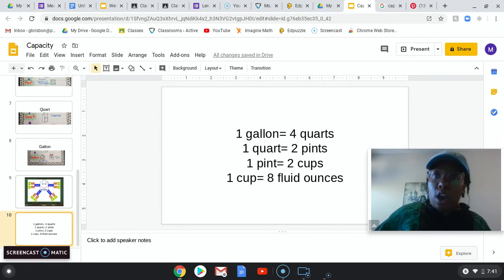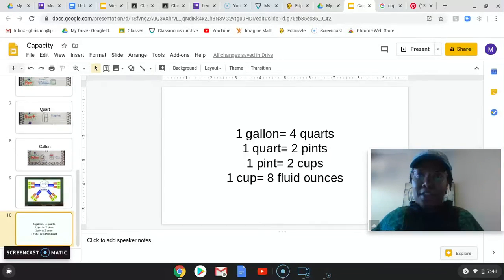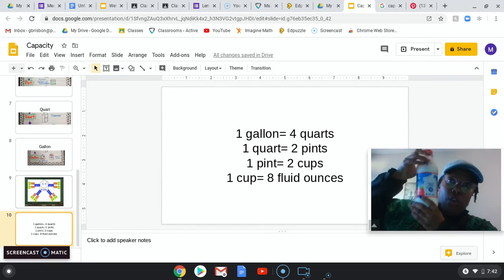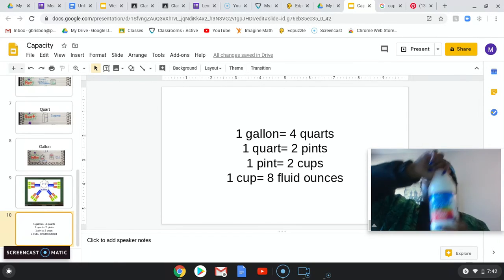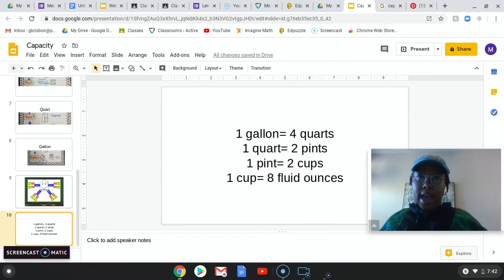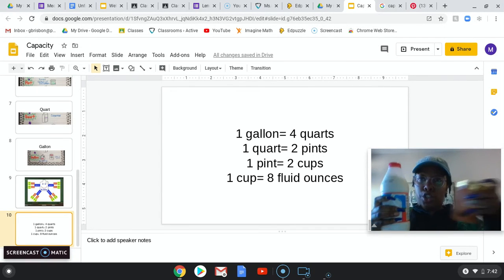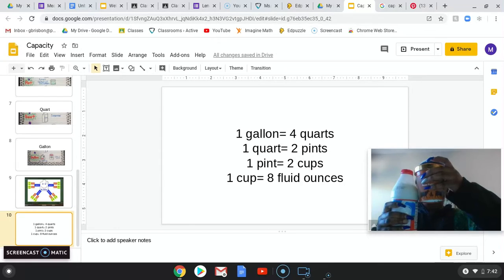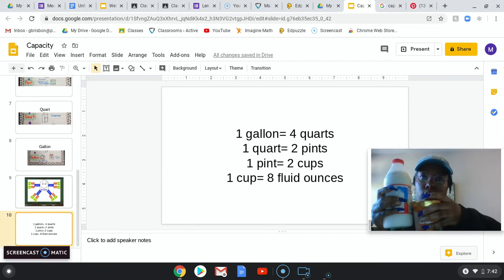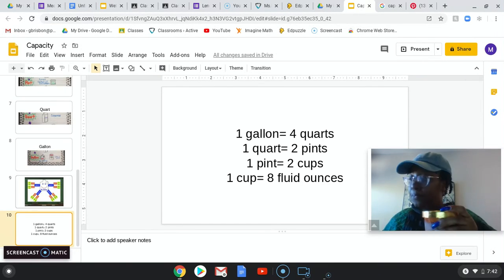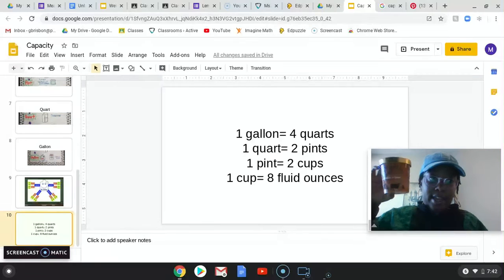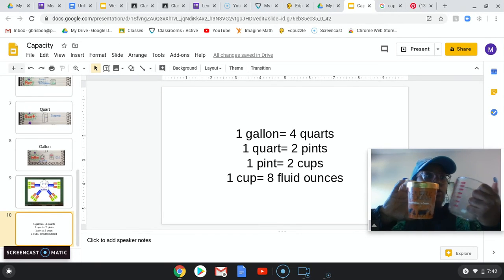But the video will go into detail about how, and it's the gallon man they'll introduce you to, 1 gallon equals 4 quarts. So 1 gallon is 4 of these. I would need 4 of these to equal 1 gallon. 1 quart, that's the milk, equals 2 of these ice creams that are a pint. 1 quart equals 2 pints, okay? 1 pint, like of the ice cream, equals 2 cups.